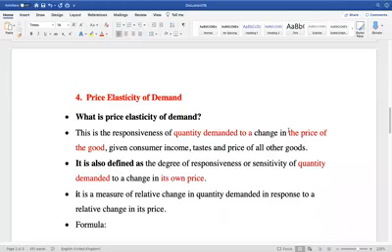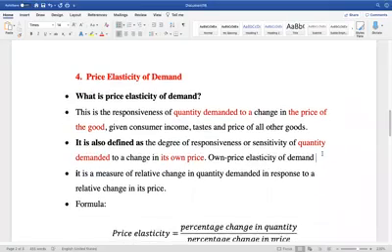It is also defined as the degree of responsiveness or sensitivity of quantity demanded to a change in its own price. Sometimes we actually call price elasticity of demand own price elasticity of demand. Okay, so we call it own price elasticity of demand. Why?